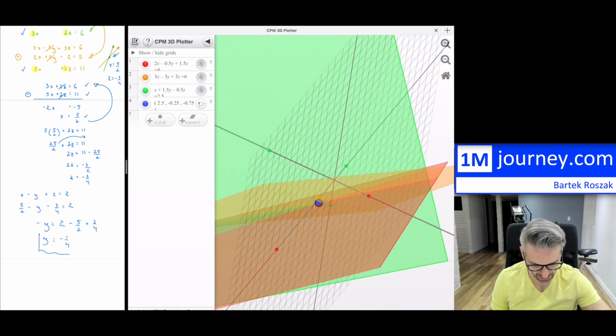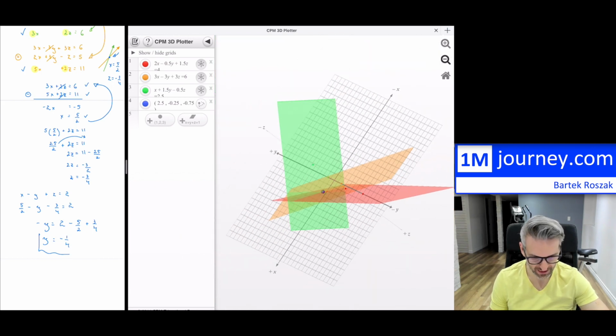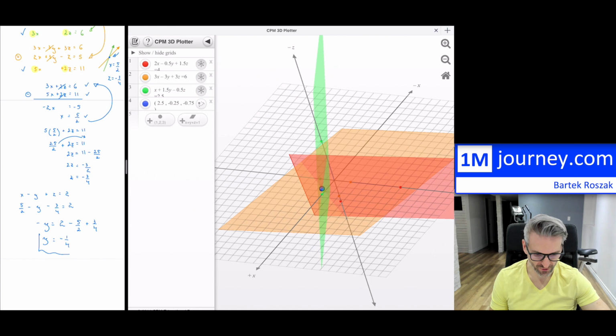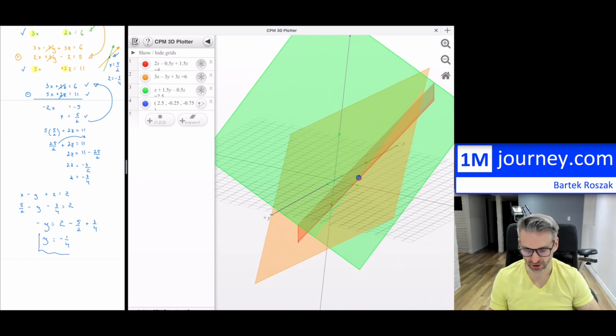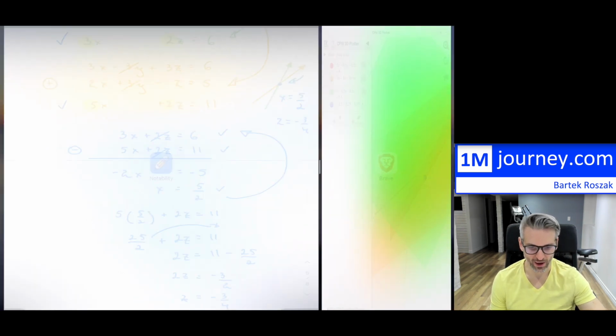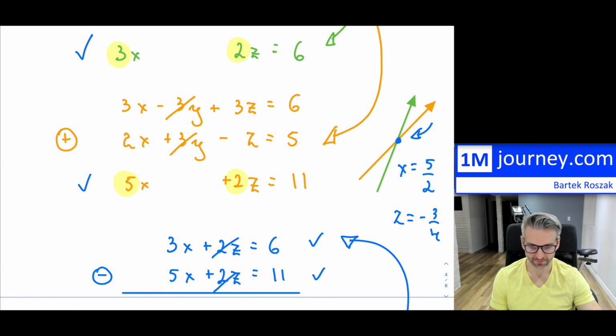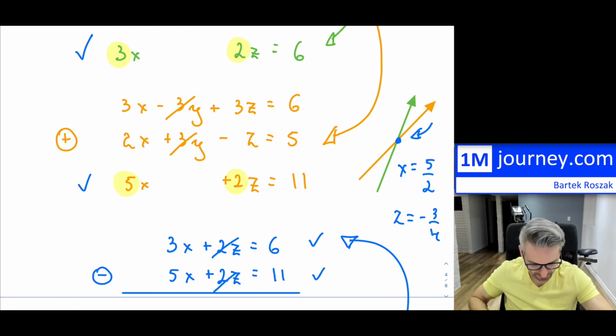I'm kind of spinning this around, but it's pretty nice and neat to be able to see that. And you can, of course, plot it out and see how it looks for yourself. So that's how you would go about trying to find that intersecting point. These planes actually do intersect at one particular point. So that's another example for you.